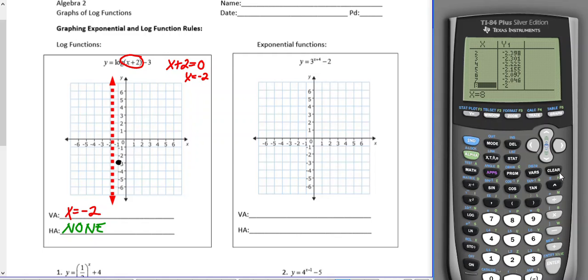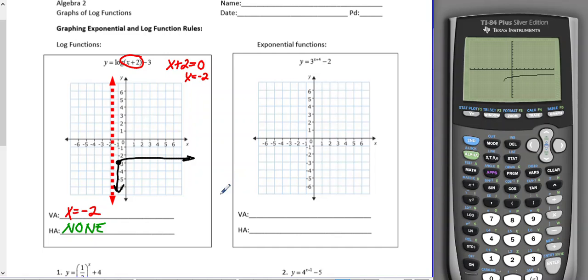So if I hit graph on my calculator, the graph looks something like this. Remember, I said you want a curve. We don't want it to hit the asymptote, but you do want a curve so it's going down. You need arrows on both ends, especially if you want to get these correct, but you definitely need arrows on both ends.